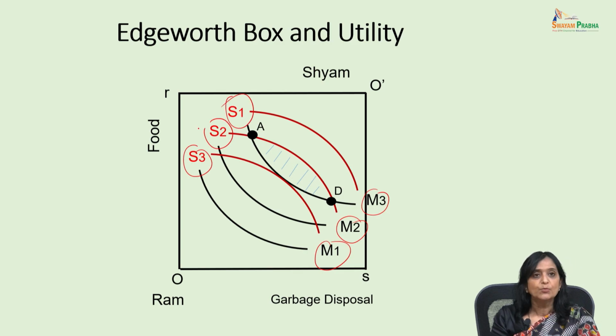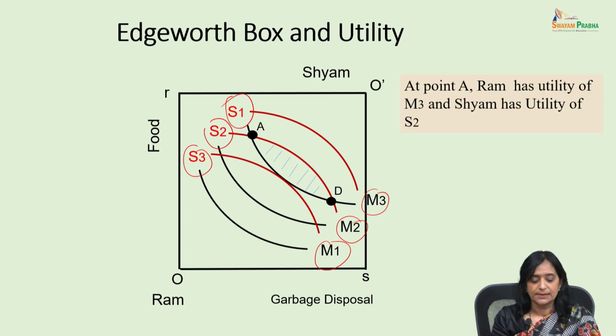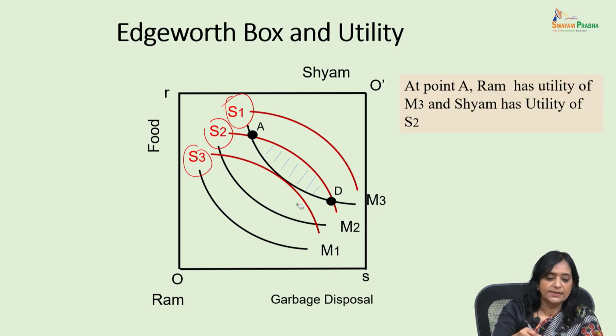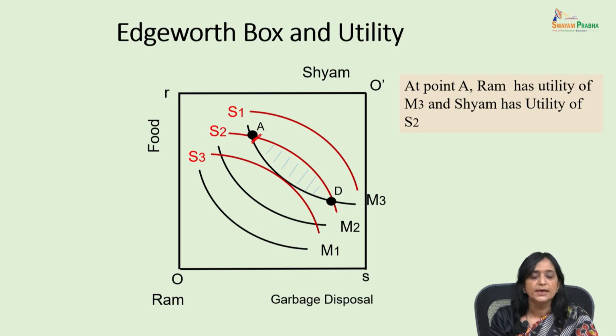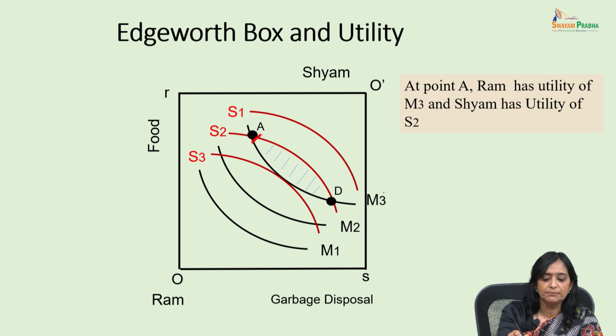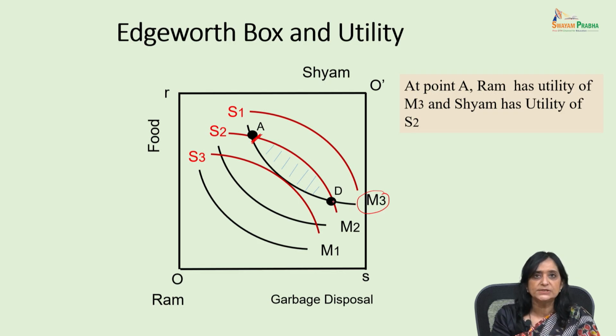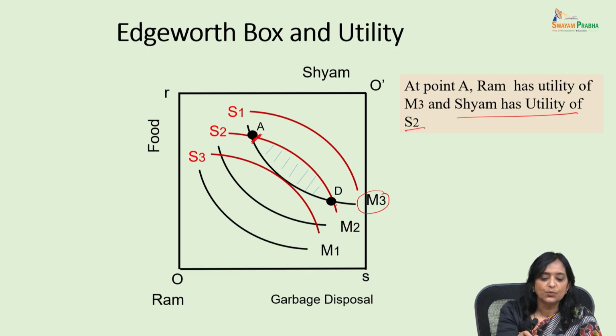Okay, so what do we see is that in this particular point A, Ram has the utility of M3 because A is lying on M3. And point D, which we see here, is showing Shyam's utility of S2. That is, if we are talking about this point D, Shyam is on S2, and if we are talking about A, Ram is on M3.